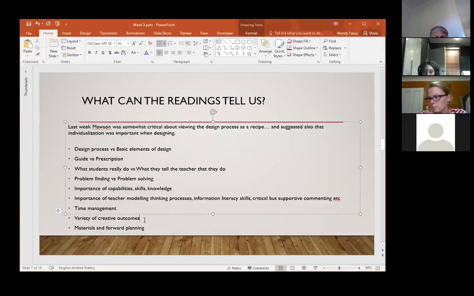And then the other thing is, if you are asking them to come up with their own plans, how do you manage materials and forward planning? Because for the most part, you don't go out shopping the day before you actually do the task. You work in the head. And if they come up with a plan and you don't have the materials, how do you constrain that and manage that without limiting their creativity? How do you plan forward? That's a hard question. And certainly Mawson didn't come up with any answers. So those are some questions that came out of Mawson.